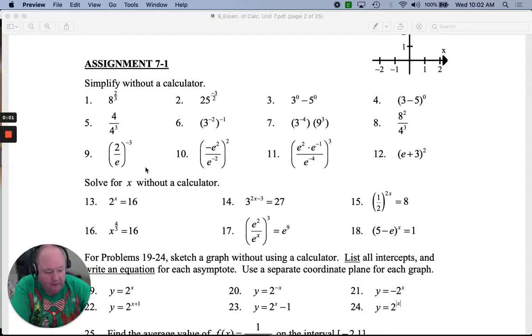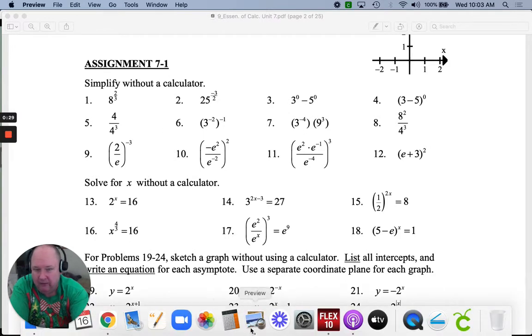This is assignment 7-1. This is a pre-calculus assignment, but I think there's some review questions in calculus. It's all about exponentials. So can you simplify these without a calculator? 8 to the 2/3. This is the cube root of 8, and then you square it. So the cube root of 8 is 2, and then 2 squared is 4. So understanding the denominator is the root, the numerator is the power, and go one step at a time.